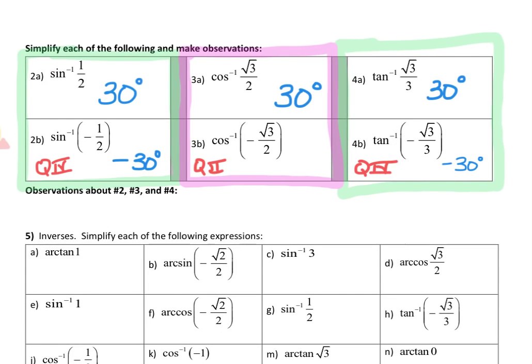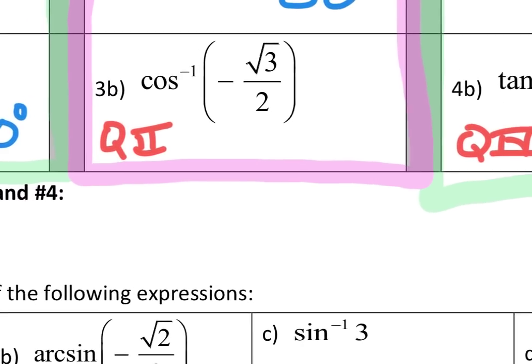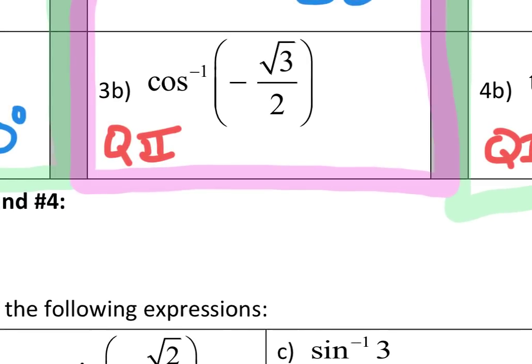But for cosine, when you're thinking about the restricted range for the inverse cosine, that is going to take you into the second quadrant. It's hard to see that, but your restricted range for the inverse cosine is from 0 to 180, so those angles can be bigger than 90. So you're going to use the answer 150 degrees, which is your angle in the second quadrant that has the reference angle of 30.